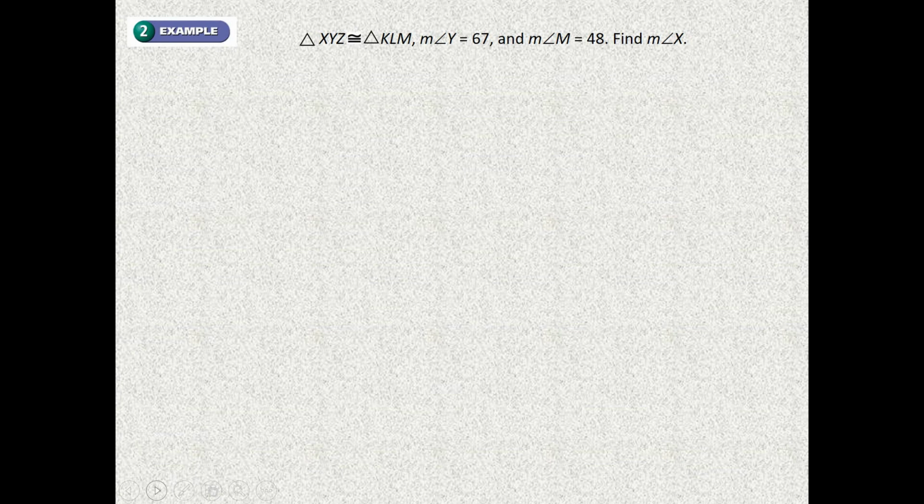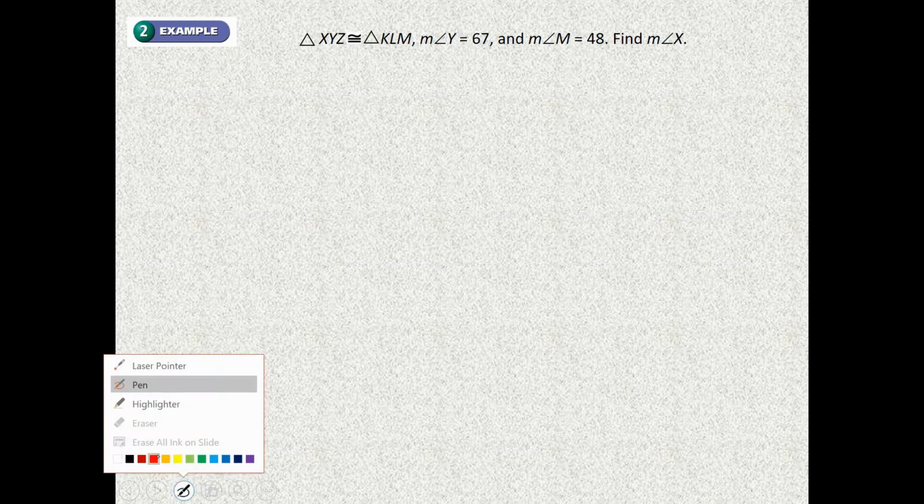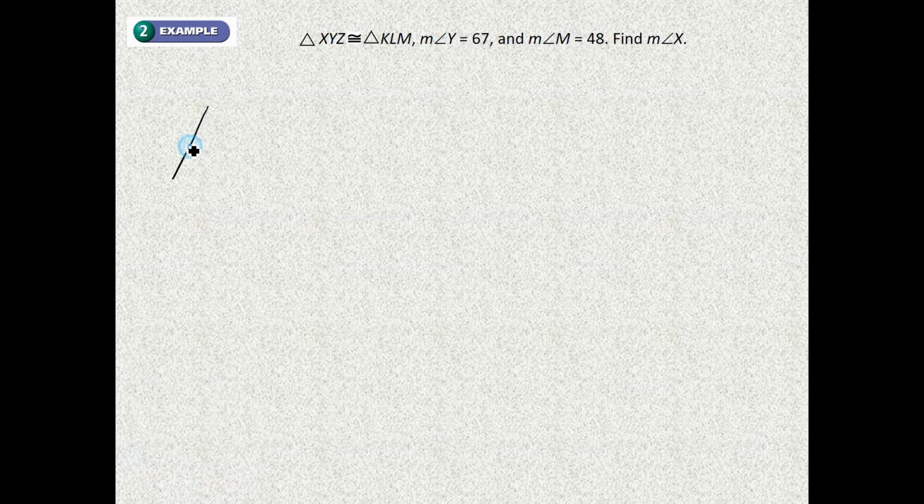For the next example, it says triangle XYZ is congruent to triangle KLM. The measure of angle Y is 67, and the measure of angle M is 48. Find the measure of angle X. Now, using this, we would have to first draw a picture. So I have triangle XYZ and triangle KLM.